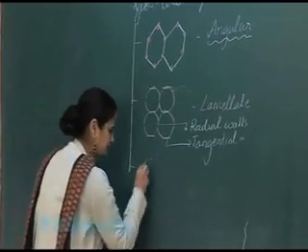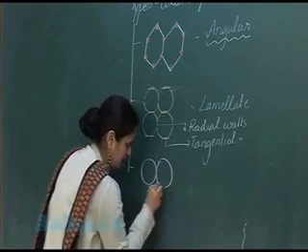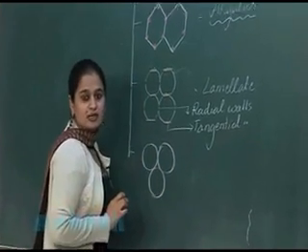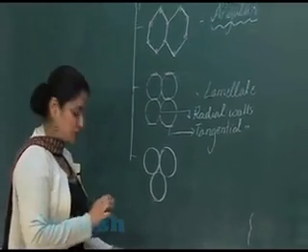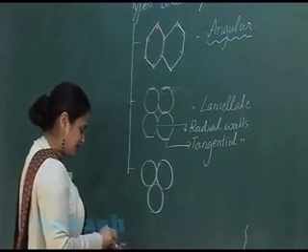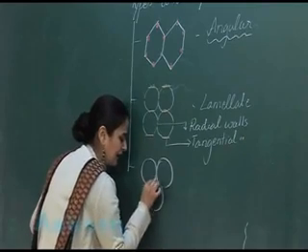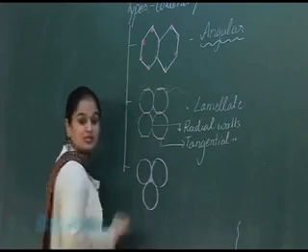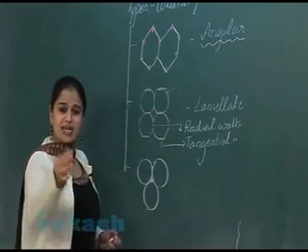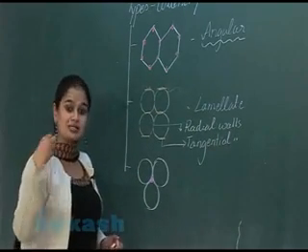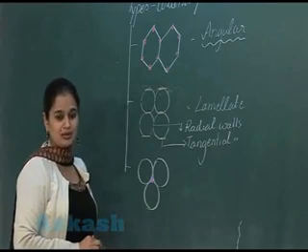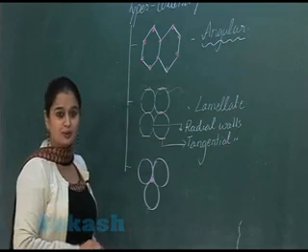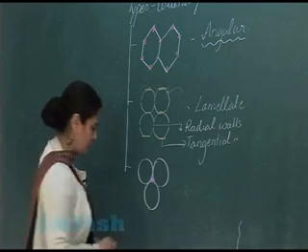Third category. Now between the cells you can see this space. These spaces are known as intercellular spaces. Sometimes the thickenings are present in the intercellular spaces. The intercellular spaces are also known as lacunae. That's why this type of collenchyma, which has thickening in the lacunae, is known as lacunate collenchyma.